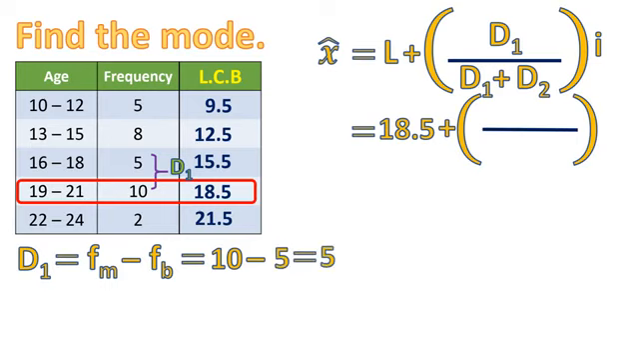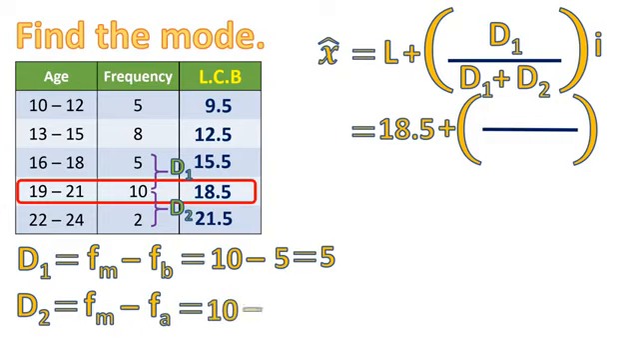Then for D2 or D sub 2, it's equal to the frequency of the modal class, which is still the same 10, minus the frequency after the modal class. So it is the 10 and 2 that you are going to find the difference. So the same way, if the given is from bottom to top, then the frequency after is on top of the modal class. So let us substitute. So this is equal to 10 minus 2. So it is equal to 8. And these two are the values that will be substituted in the formula.